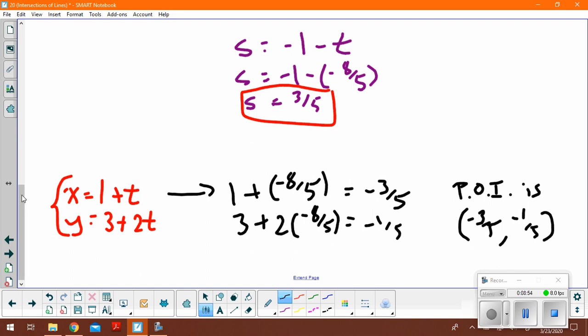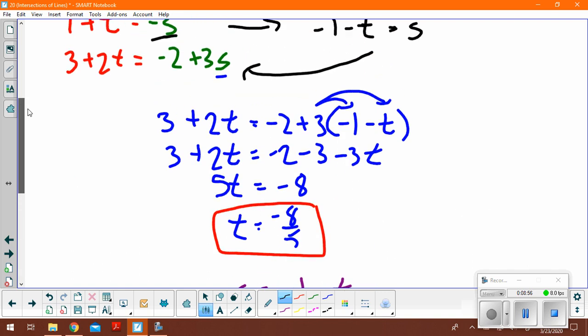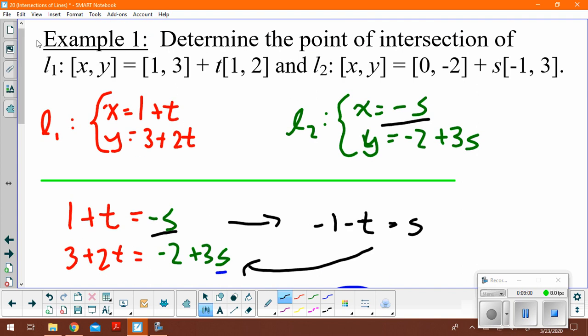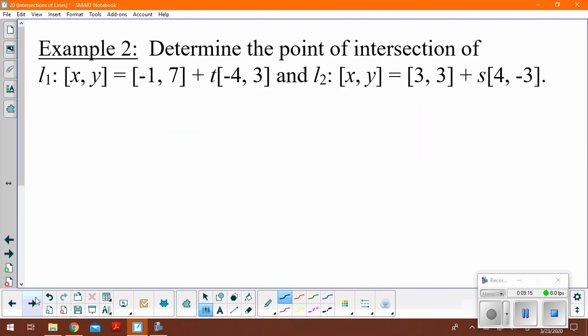Now, one thing I forgot to mention at the start here is I ended up getting the point, and I knew that in advance because if I look at the direction vectors, they're definitely not parallel. Those are not scalar multiples of each other. The lines have 2 different directions. They had to meet in a point in 2D. And I'm bringing this up for the purpose of example 2: determine the point of intersection of these 2 lines.